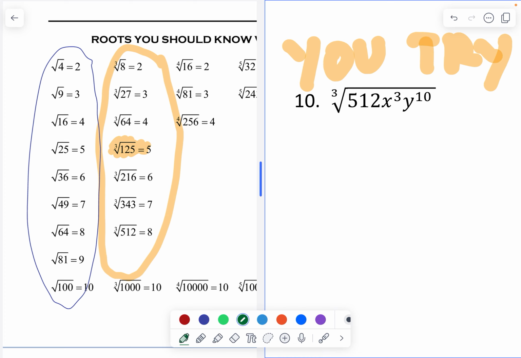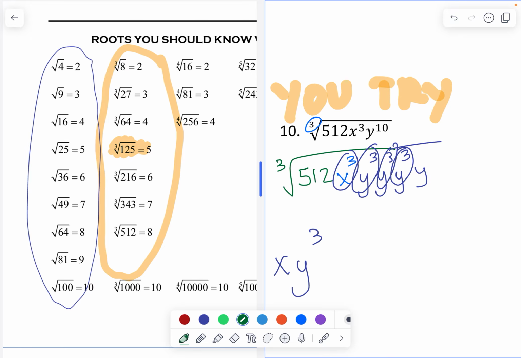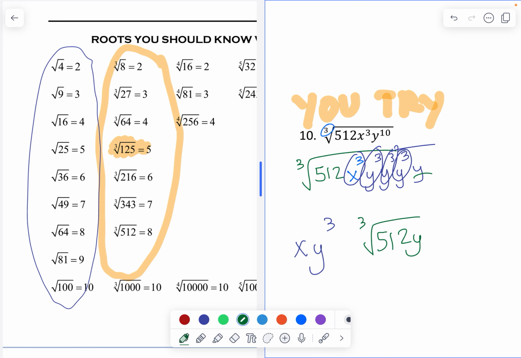Okay, so hopefully you tried this and didn't just sit and stare at it and wait for me to do it. So I'm going to go through this one. So leave the number. Okay, variables. Magic number is a 3. So that already says a 3. So I'm going to leave that x to the 3rd. y to the 10th, I can go y to the 3rd 3 times because that's 9, and then there's 1 left over. So I can take out an x. I can take out 3 y's. And then I'm going to leave the cube root of 512 and then that 1 y at the end.